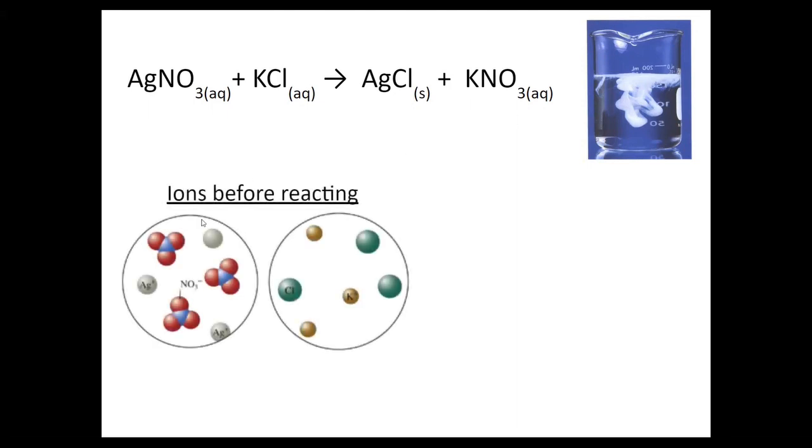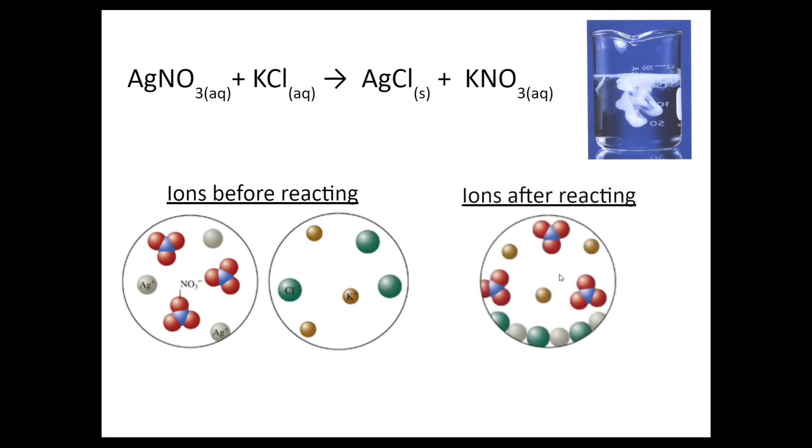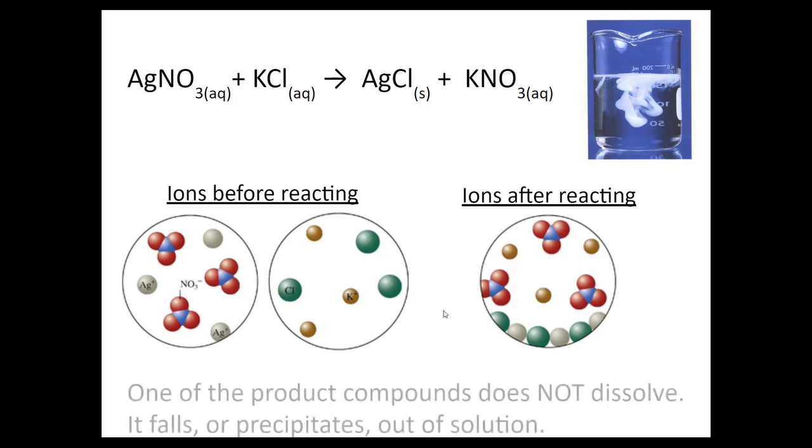Here's a way to picture it. Here are our 2 solutions before reacting. Here are the ions after reacting. Notice that at the bottom of the picture, we see the silver spheres and the green spheres, the silver and the chloride. So AgCl is the solid that had precipitated. Remaining in solution, we have potassium ions and nitrate ions. They stay there. So if one of the product compounds does not dissolve, it falls or precipitates out of solution. That will often, but not always be the case.